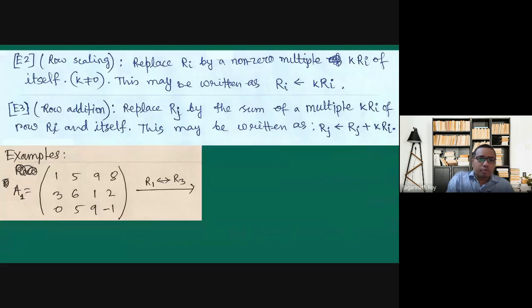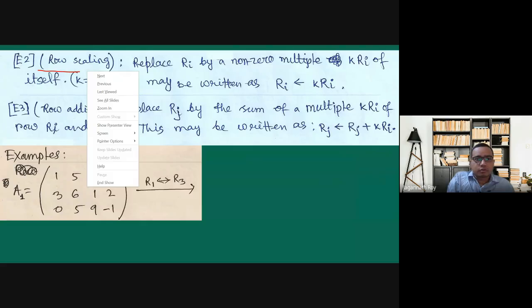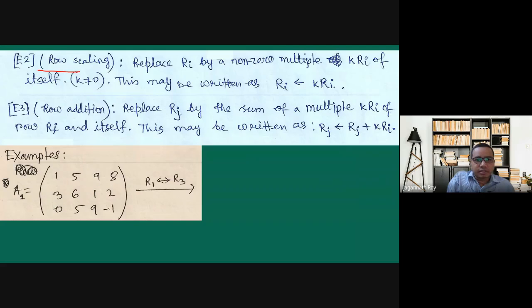The second row operation is called row scaling. We will multiply a row by a constant, a non-zero scalar. Suppose k is a non-zero scalar. If k is negative, then it will be negative scaling. If k is a fraction, then it will be reduced. If k is positive, then positive scaling will be there. This is represented as Ri is replaced with k Ri.